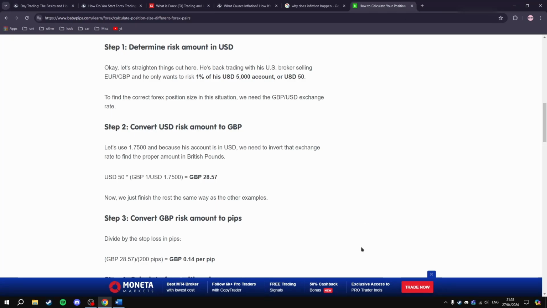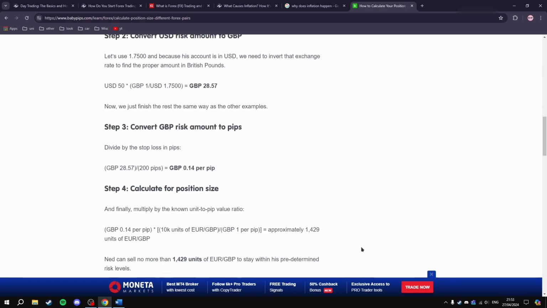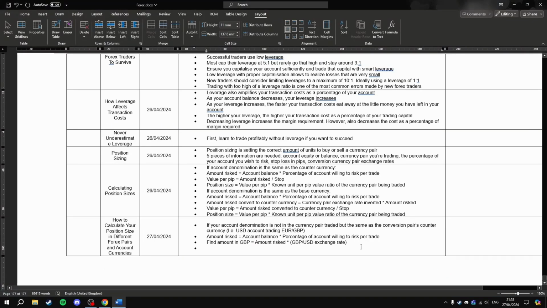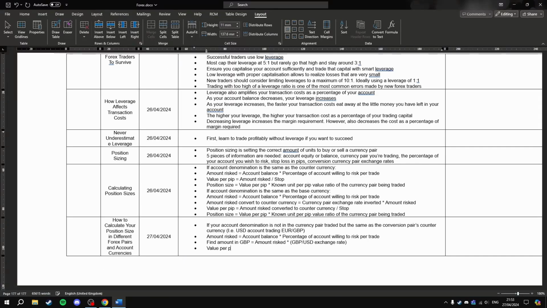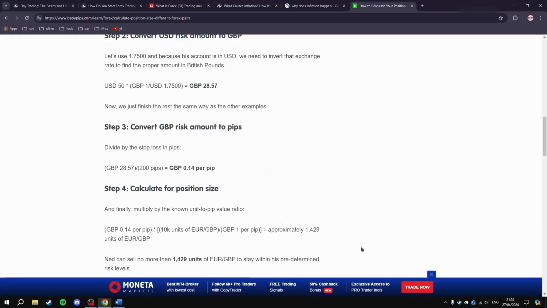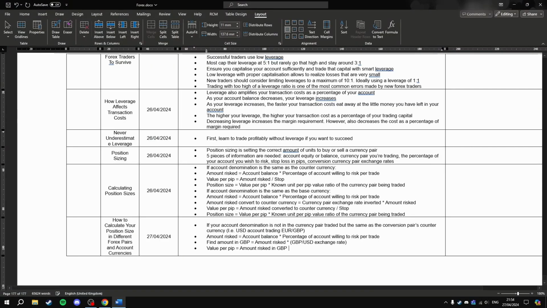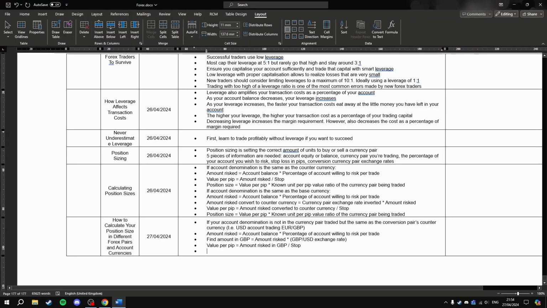Now we just finish the rest the same way as the other examples. Convert GBP risk amount to pips, divide by the stop loss in pips, so that is equal to value per pip. So value per pip is equal to amount risked in GBP divided by stop. So that's value per pip.